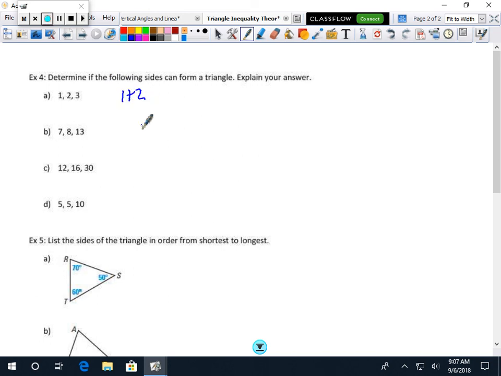So if I add 1 plus 2, 1 plus 2 is 3. Is 3 greater than 3? Well, no, 3 is equal to 3. Since this is not true, example A is not a triangle. It has to be greater for it to form a triangle.